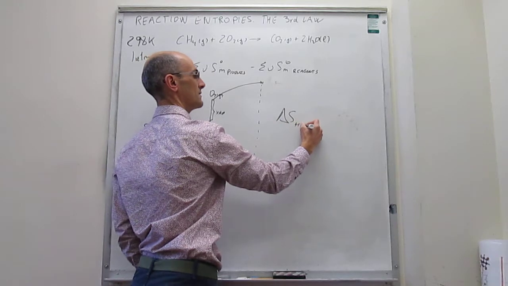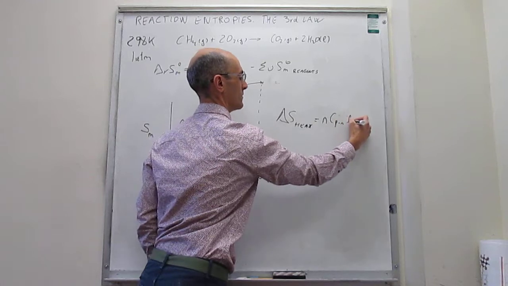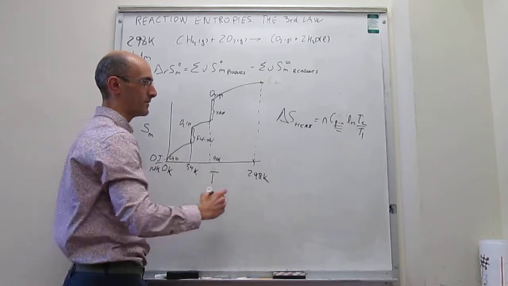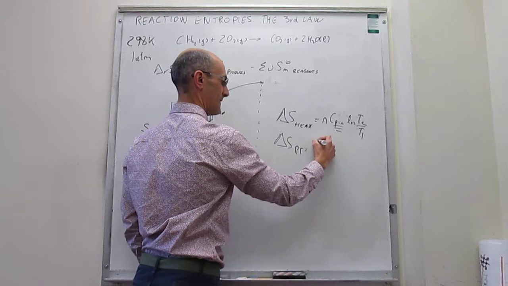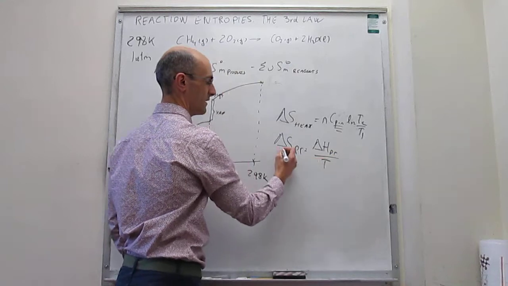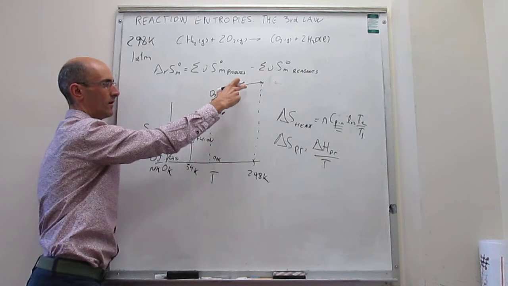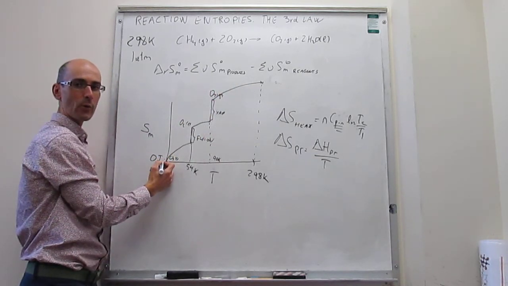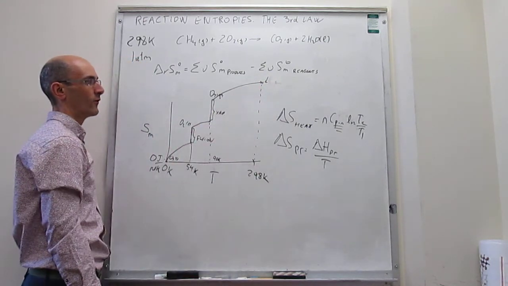in entropy is simply equal to n times CPM natural log of T2 over T1 if the heat capacity is constant with temperature, and then the change in entropy in a phase transition is simply the change in enthalpy in the phase transition over the temperature at which that takes place. Right? We know how to calculate the change in entropy here, here, here, here, here, and what that means is that if we know what the start is, 0 entropy according to the third law, then we can know for sure how much entropy is that for our substances.